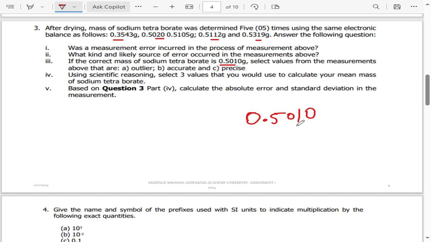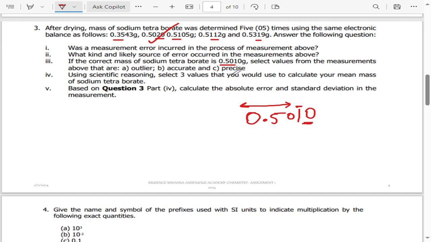At least for a number to be accurate, it should differ only in the last digit. So if you look at these values, I've got 0.5020, which is not necessarily accurate. The next one, 0.51, not accurate. 0.51, not accurate. 0.53, not accurate. The closest accurate value here is this one, which only differs on this number. The rest are the same. You look at the numbers in front here, they should be the same. Only a 2 is different there.